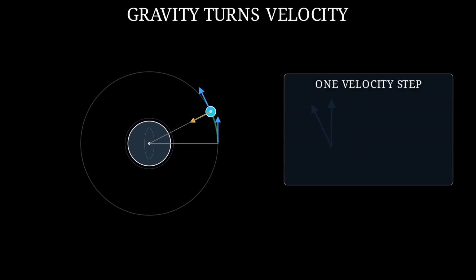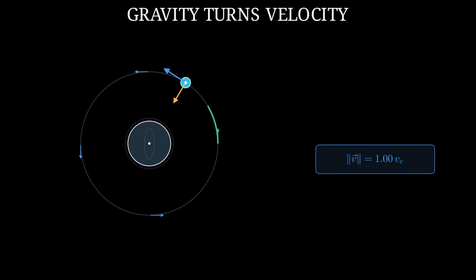Translate both velocity arrows without rotating them and give them a common tail. The arrow from the old tip to the new tip is the change in velocity during this interval. It points inward. Add that inward change to the old tangent velocity, and the result is the new tangent velocity. Gravity does not replace the sideways motion. It turns that motion a little at every step. Resume the orbit and follow the arrows around one full circle.